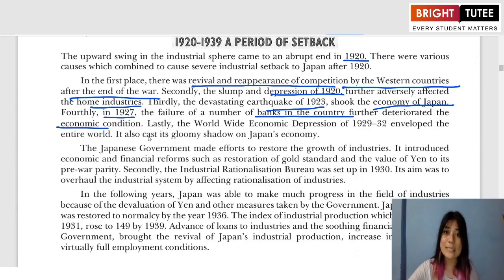Okay, and lastly, another important cause for the end of the economic heights of Japan, which it experienced by the end of the First World War, was the worldwide economic depression of 1929 to 1932. Okay, so this economic depression of 1929 to 32 affected the economy of the entire world, and Japan could not escape. Okay, so this led to the setback of the economic growth and development of Japan.